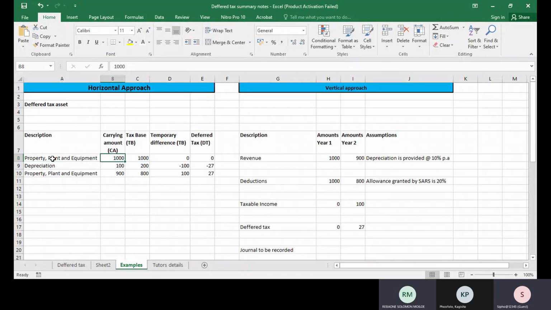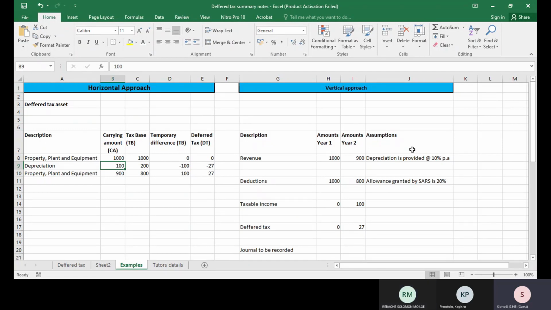That's what you see here. So initially, when you buy an asset, the carrying amount will be the same as the tax base. So there will be no resulting temporary differences. The temporary differences will result when we have temporary differences, and those arise when your depreciation is different from your allowances.